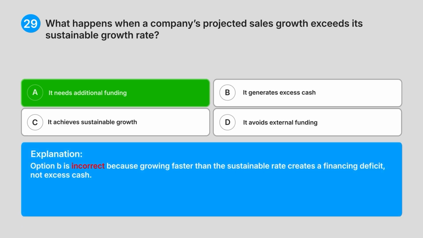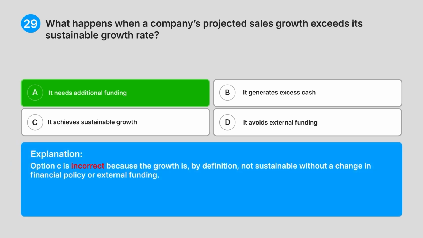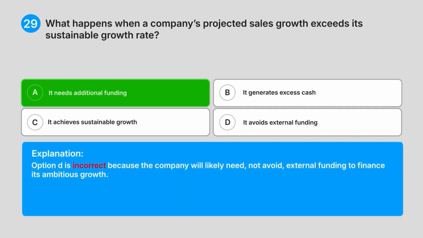Option B is incorrect because growing faster than the sustainable rate creates a financing deficit, not excess cash. Option C is incorrect because the growth is, by definition, not sustainable without a change in financial policy or external funding. Option D is incorrect because the company will likely need, not avoid, external funding to finance its ambitious growth.